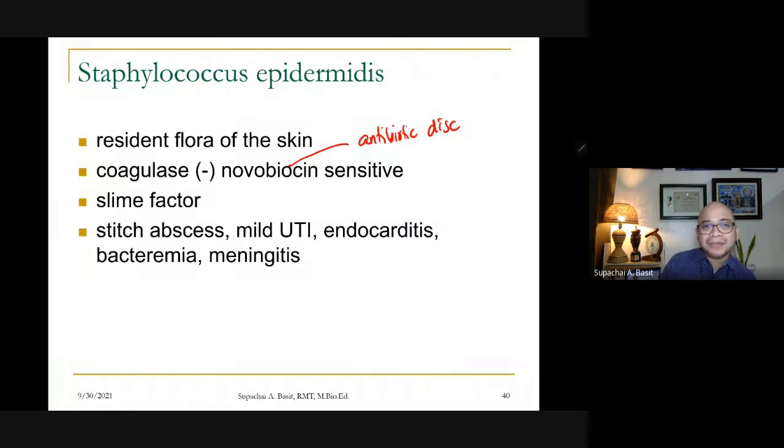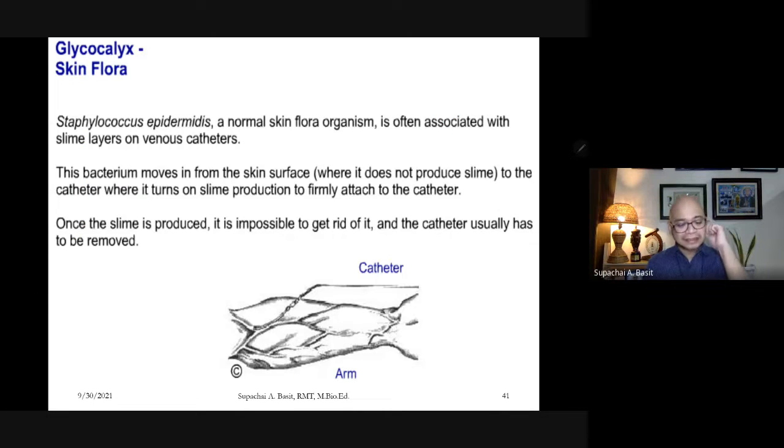Okay, so they can be implicated in various diseases such as abscess, mild UTI, endocarditis, bacteremia, and meningitis. Again, this is an example of how Staphylococcus epidermidis can infect the catheter. It is a normal flora, so we need to say they are normally found in our skin. So we have Staphylococcus epidermidis.